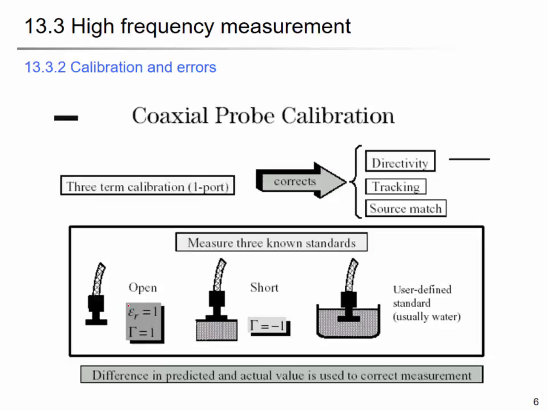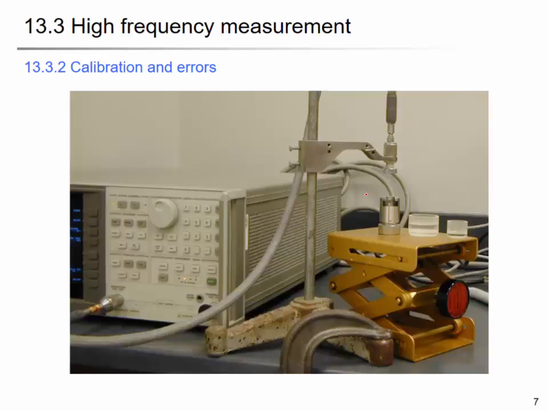If you just measure in free space, maybe in vacuum or in air, then it's just an open circuit. So the reflection coefficient will be 0, right? No, sorry, 1. And for a conductive material like metal, this will be a short circuit, so the reflection coefficient will be 0. And also you can put this probe into some known material, then you can calibrate it. And this is the way you calibrate.